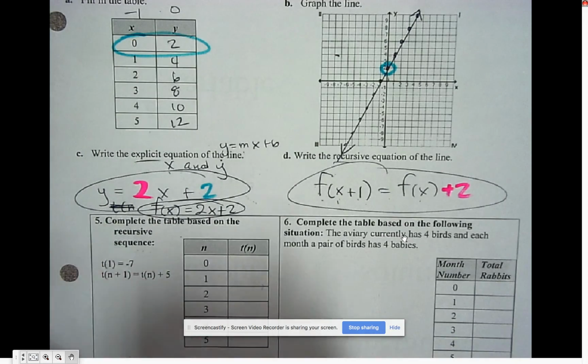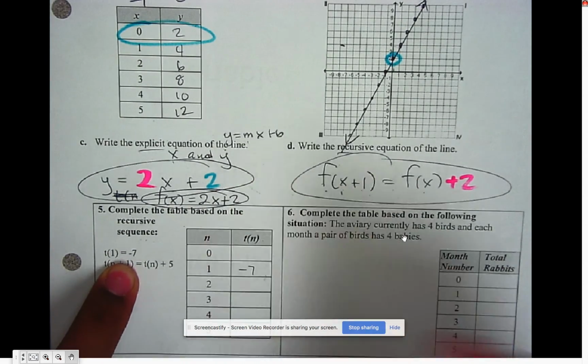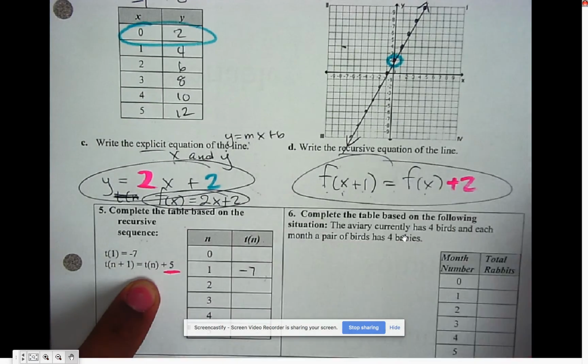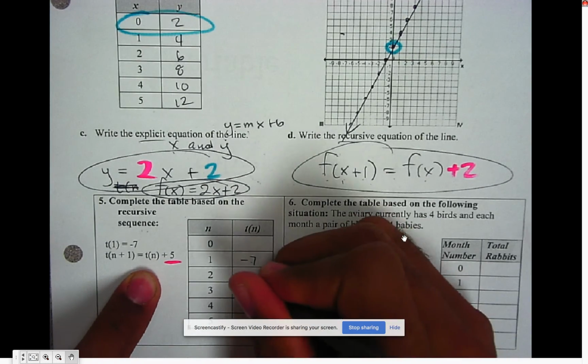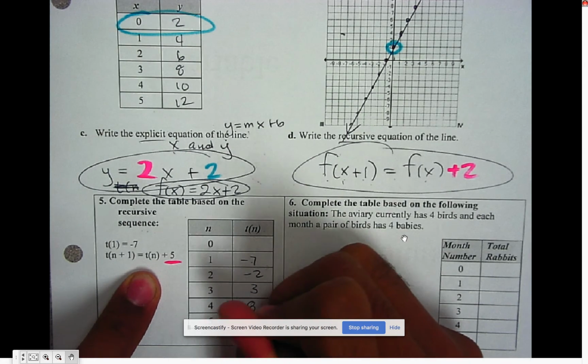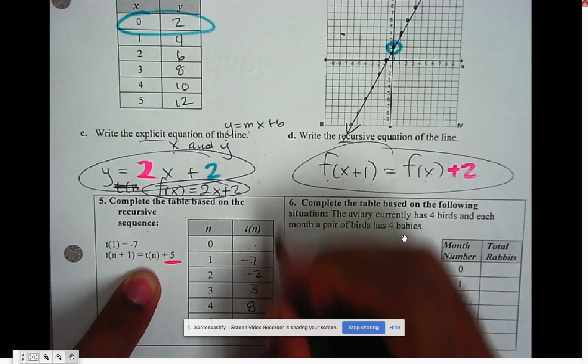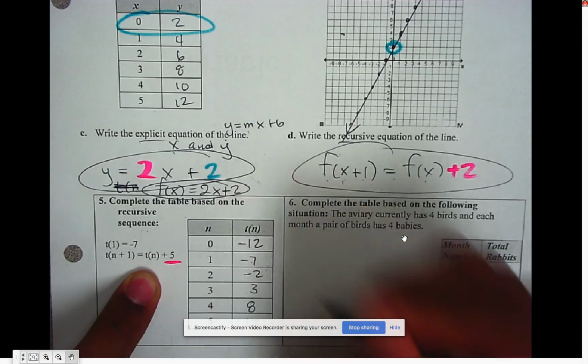Okay, so now complete the table based on the recursive sequence. Okay, so notice here, that's term 1. So that goes here, so -7. There's your common difference. So I'm just going to add 5. Add 5, add 5, add 5, add 5. But I also need the 0th term, so that means I have to go back 5. So then I have to go back to -12.